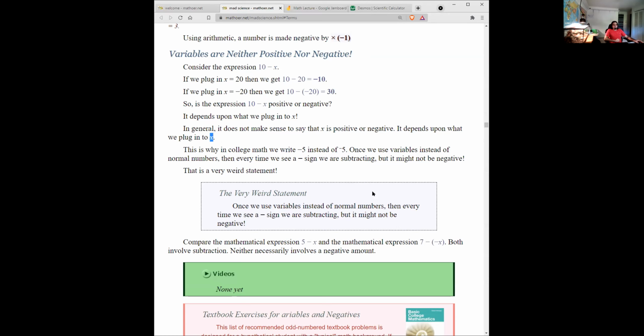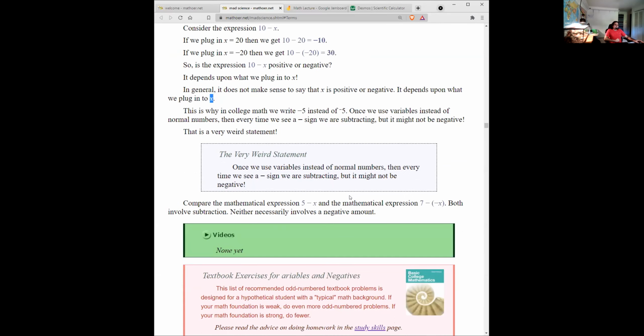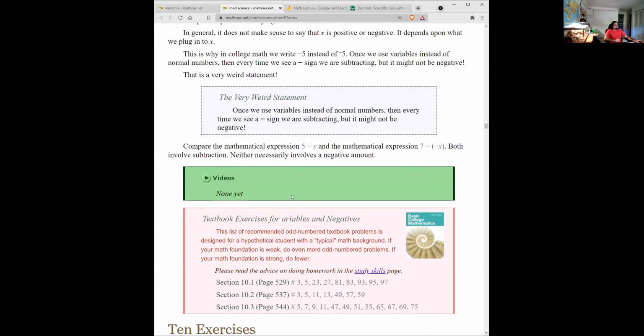So variables aren't negative or positive. It depends on what you plug into them. And there's a little side note of it. Sometimes in elementary school, they use these little floating minuses, but we don't anymore because of that.